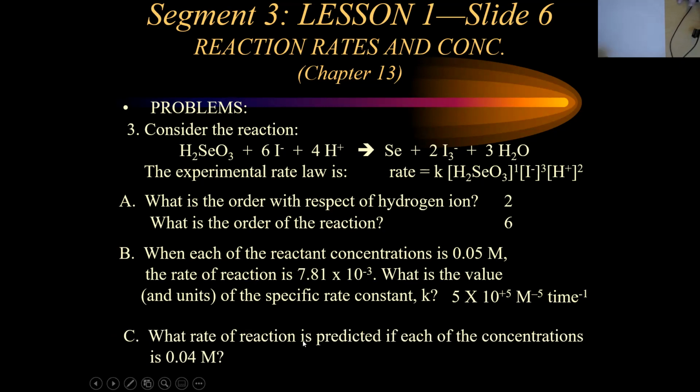What is the rate of the reaction? What rate of reaction is predicted if each concentration is 0.04? Well, now we have the specific rate constant, and we put in 0.04 for each of these concentrations. We solve for the rate of the reaction. So you can do that.